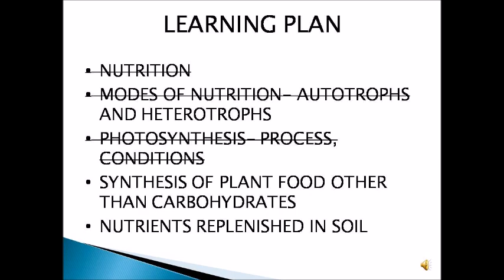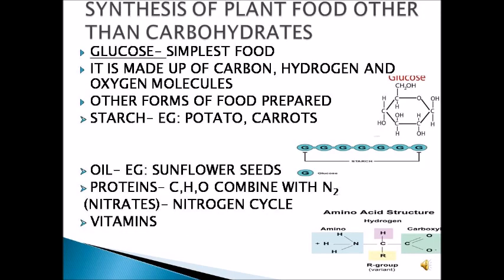We are now aware that during photosynthesis, plants prepare the most important product, that is food. This food is prepared for the plant's individual needs. In most cases, the plants prepare food in the simplest form, that is glucose. If you see its structure on the right, you will notice it is made up of three elements: carbon, hydrogen, and oxygen. This glucose is utilized by the plant for its growth, repair, and metabolism.